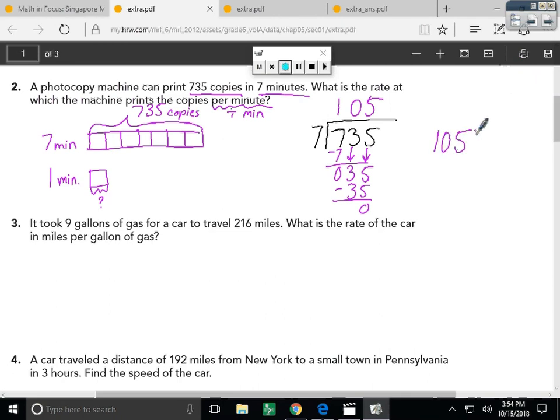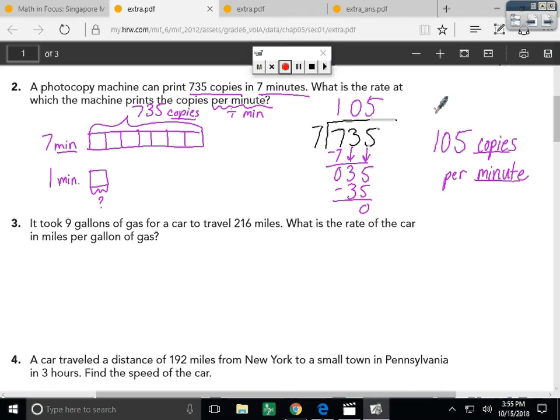So 105 what? Well, we need to give 2 labels for every answer. We practiced it in our notes, but you need to practice it now or show me your independence with it. Something per something, right? 2 different labels. So here I have copies and I have minutes. If you take a look, because it says per minute, it already completes the second part of your comparison or of your rate. And the first label that we're missing is copies. There's another way to think about the order that this has to happen in. So 105 copies per minute is acceptable.